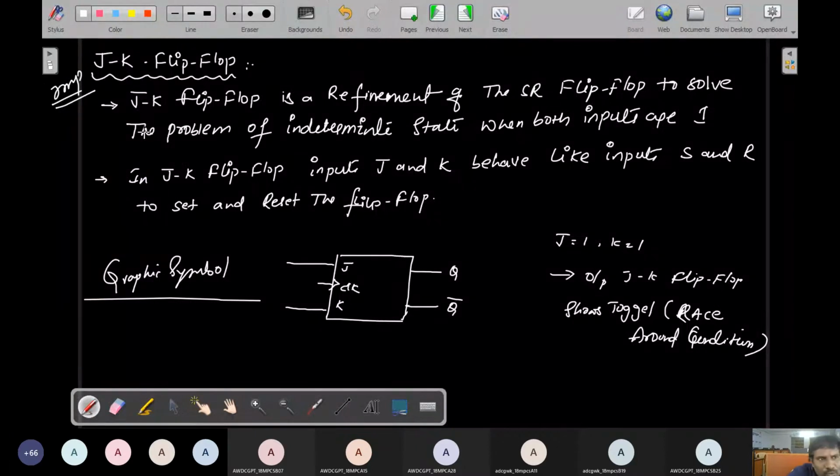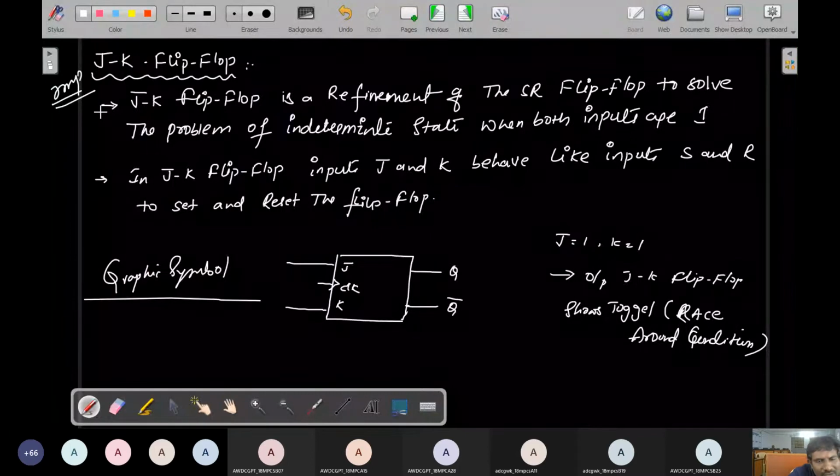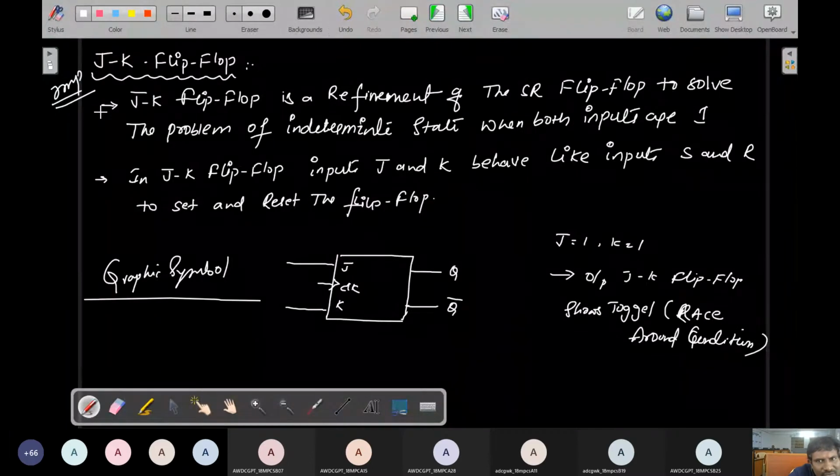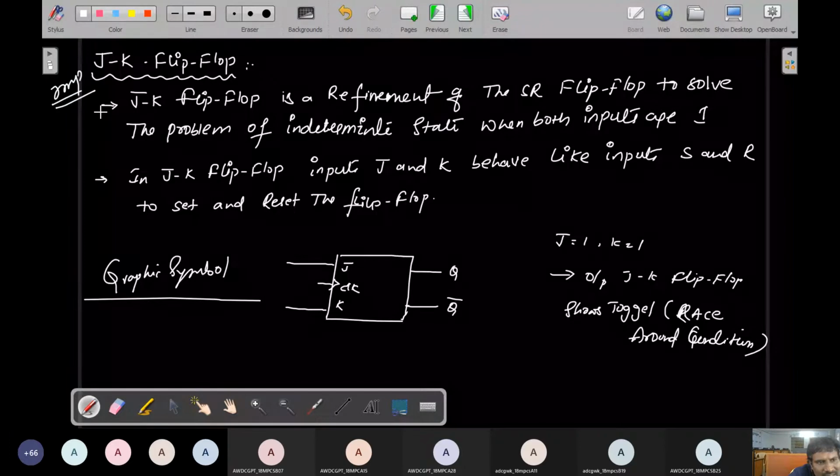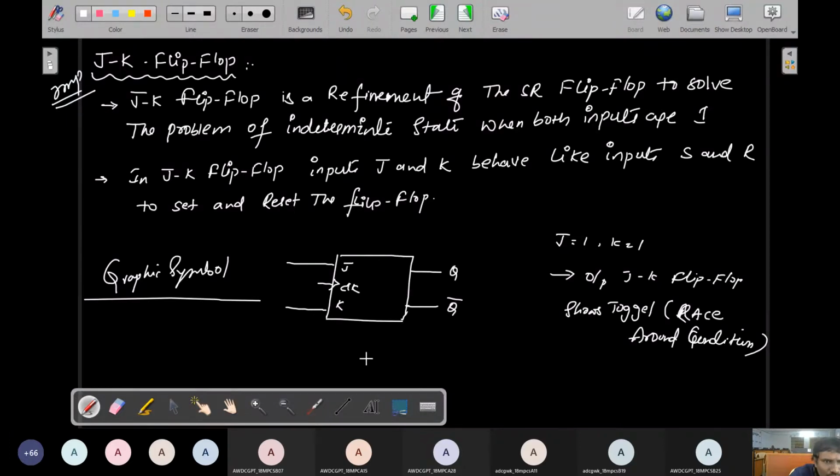So please note everybody, I'll move to the next page for the block diagram. The JK flip flop works similarly to the SR flip flop, but in the SR flip flop, when we take S equal to 1 and R equal to 1, the output is not determined. So to eliminate this condition, another flip flop was manufactured, called the JK flip flop. Here the JK inputs behave like the SR inputs, set and reset of the flip flop. This is the graphic symbol, and there is one condition that exists in the JK flip flop, called the race around condition.